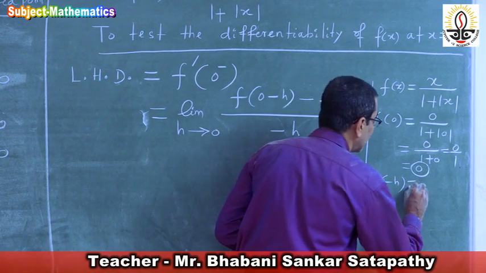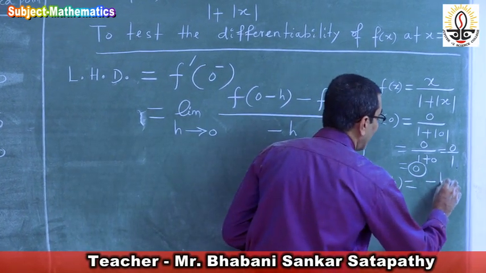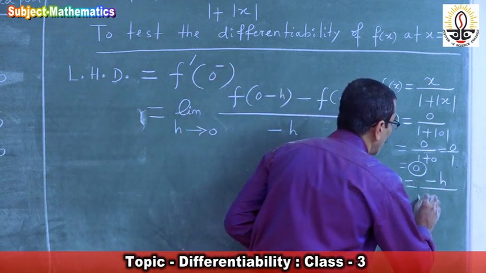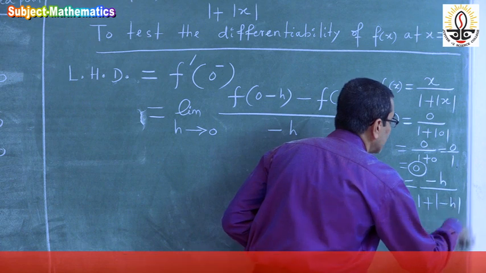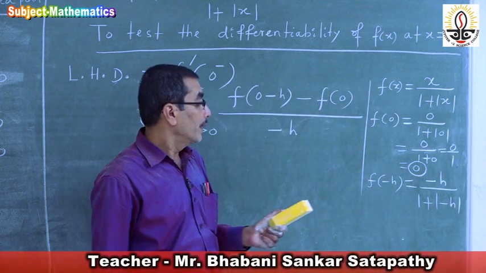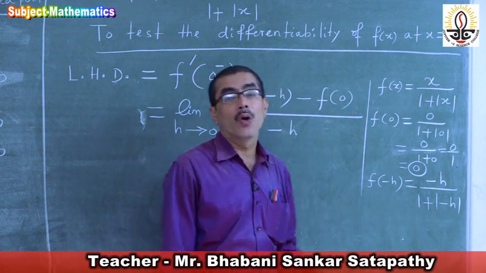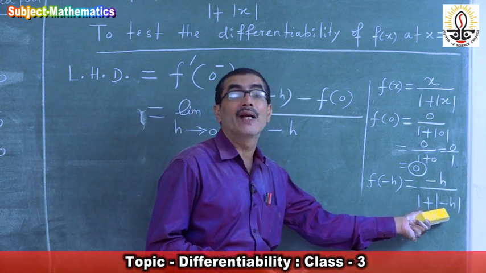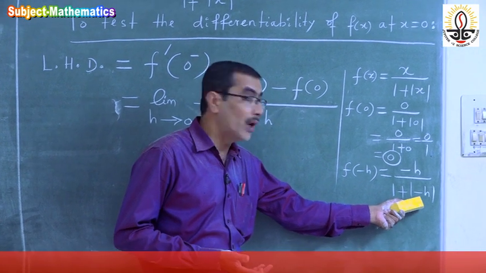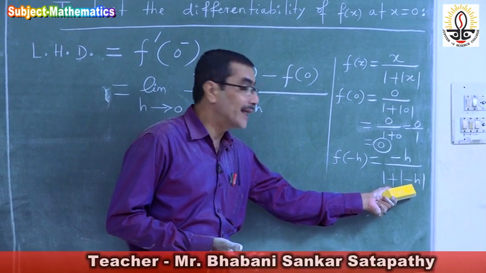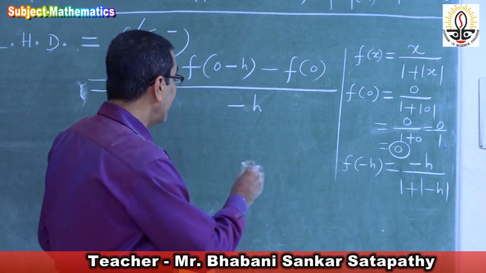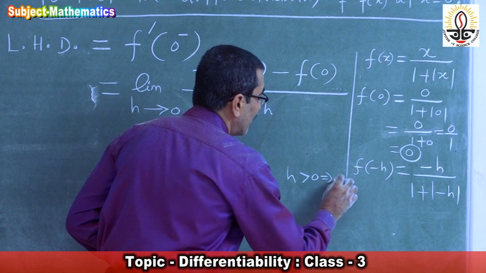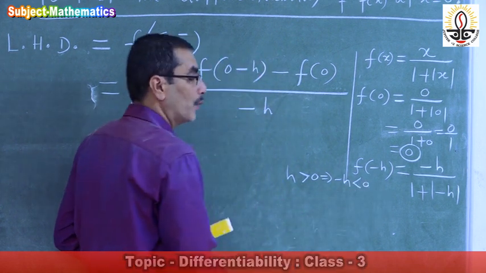f of minus h is how much? See, in place of x, you can put minus h divided by 1 plus modulus of minus h. Now see, what will be the value of modulus of minus h? Since h is greater than 0, that implies minus h is less than 0.